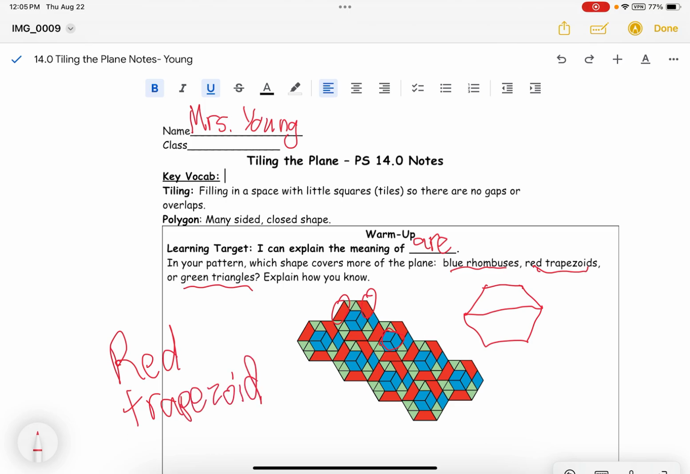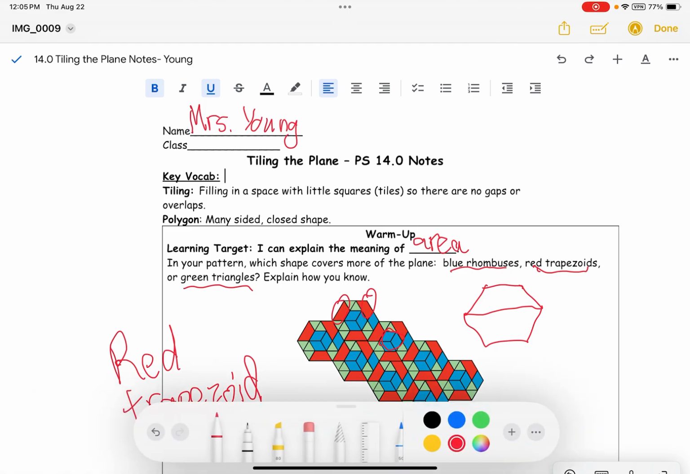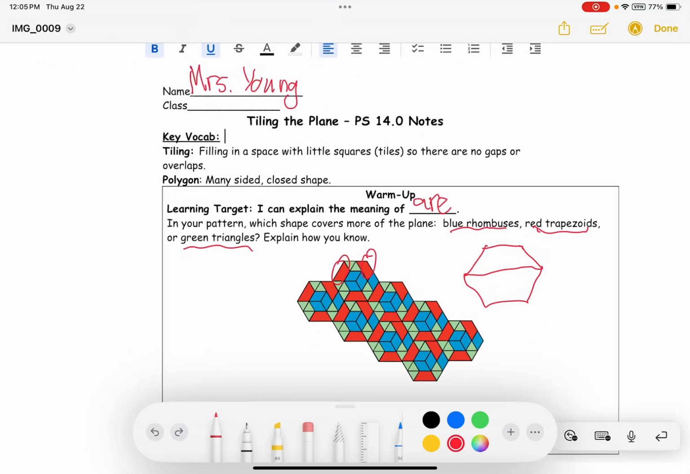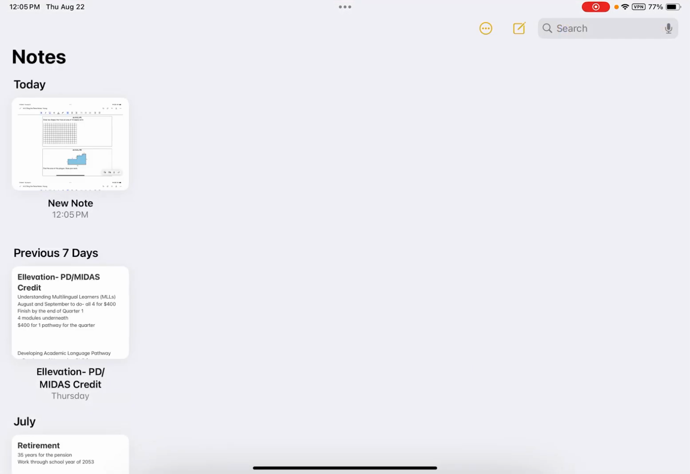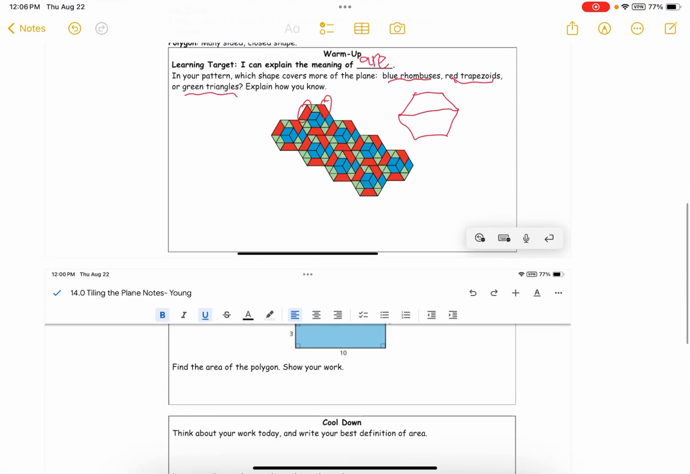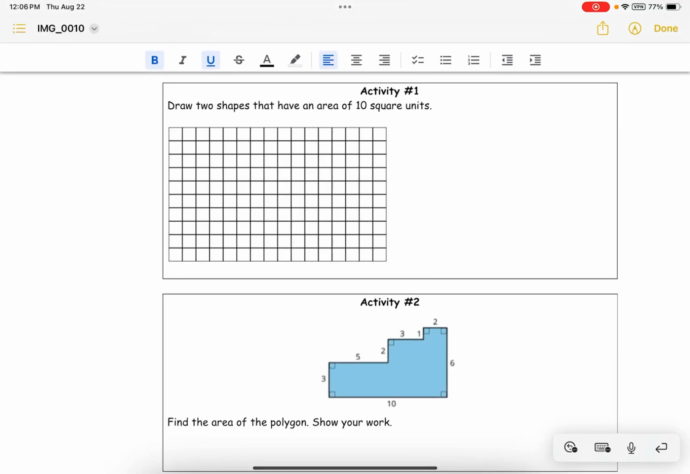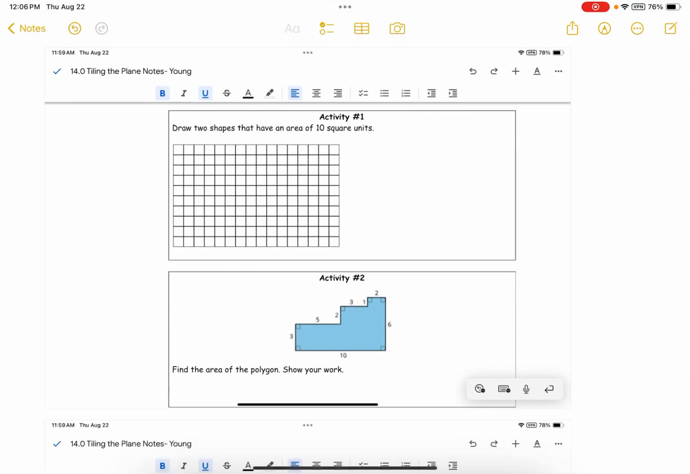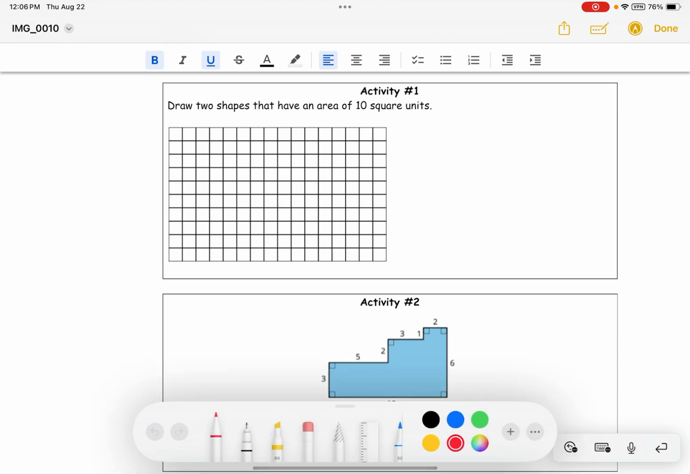And area is talking about the space that a thing or a shape covers. Okay? So it was the red trapezoid, but that should be done in class. Okay, moving on to the next one. Activity 1. Thank you for your patience as I'm learning this new program.